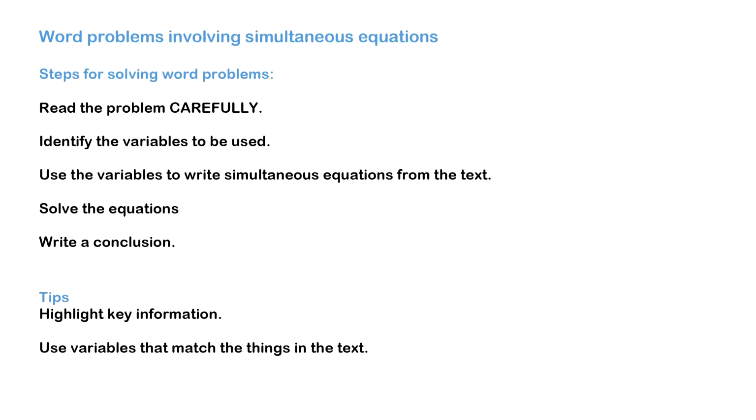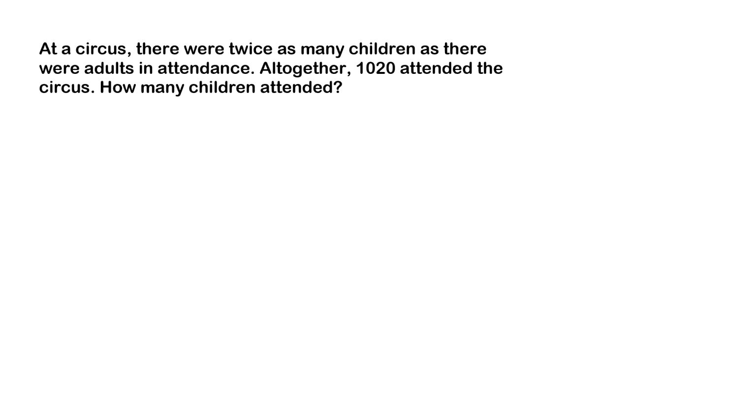Now, tips are highlight key information. Highlight, underline, write it to the side, whatever works for you, but write it down somewhere so you can see what's going on. Now, use variables that match the things in the text. So if you're talking about hats, use the letter H. Things like that.